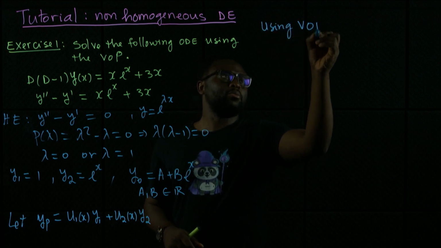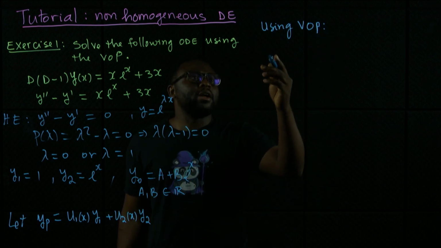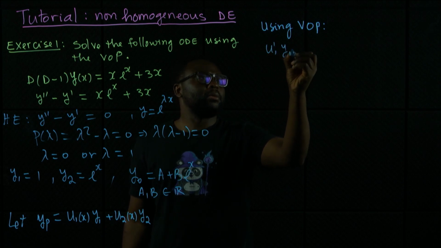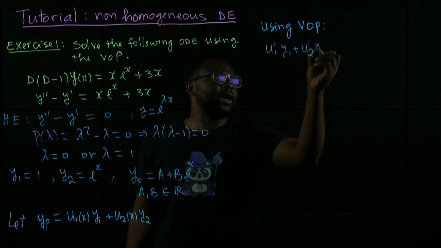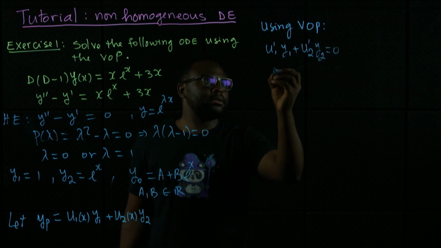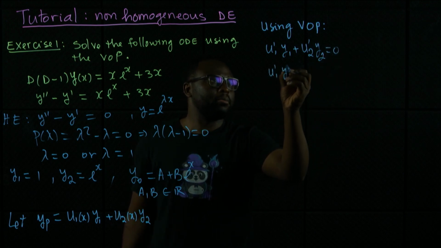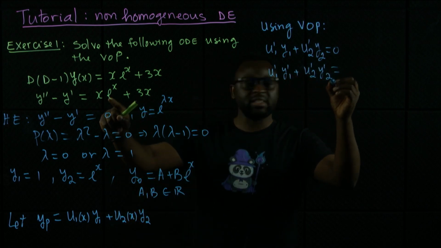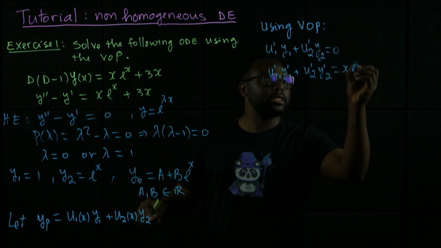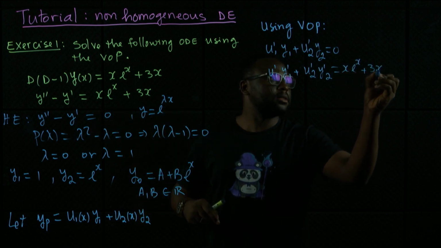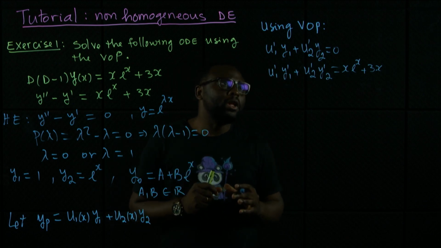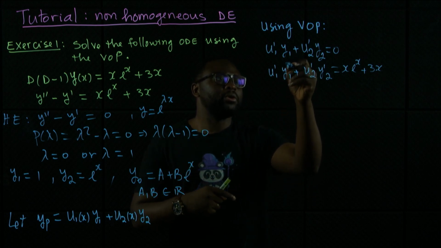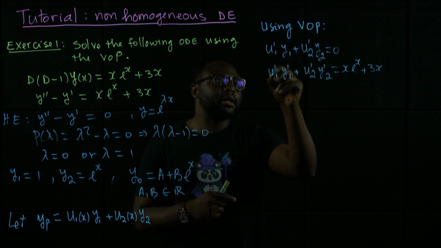The variation of parameter method says that we have to identify u1 and u2 such that u1 prime y1 plus u2 prime y2 is equal to 0, and u1 prime y1 prime plus u2 prime y2 prime is equal to the right-hand side of the equation here, this x times e to the power x plus 3x. All right, this is what we have. You have to know this formula. If you make a mistake, if you mess up and you confuse the derivative here, you get a wrong solution.